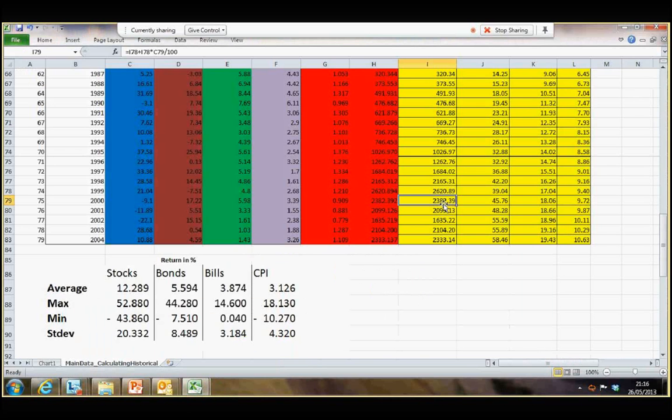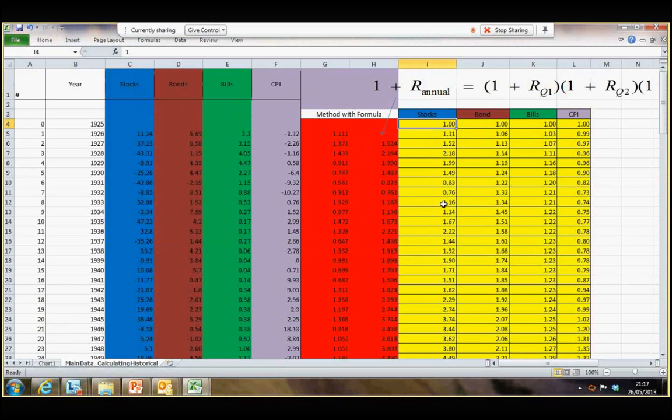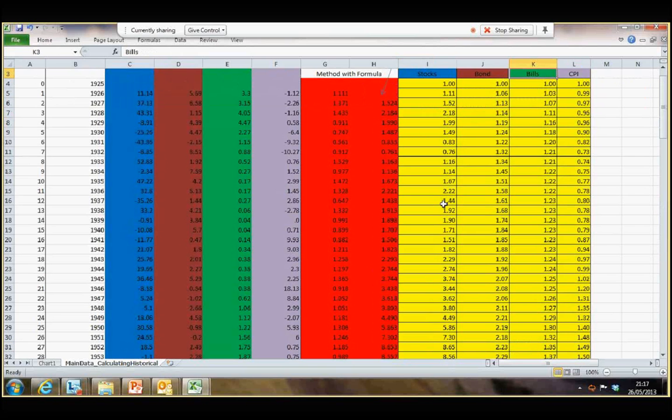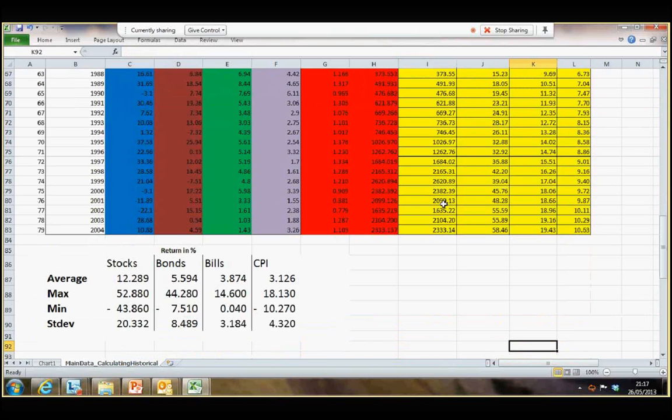So basically what we are saying here is if I were to invest £1 79 years ago, in 1925, then after 79 years' time, the £1 invested in stocks will be £2,333, but £1 invested in bills will only be £19.43. So investing in stocks is really very attractive as compared to investment in the government issued securities.